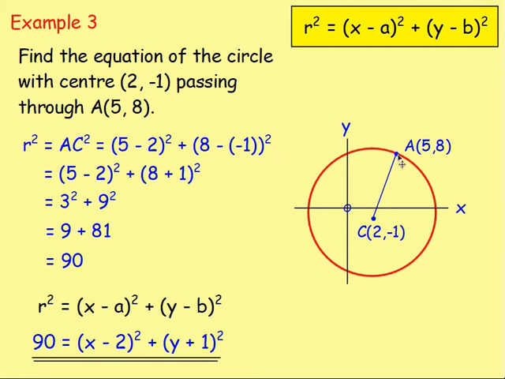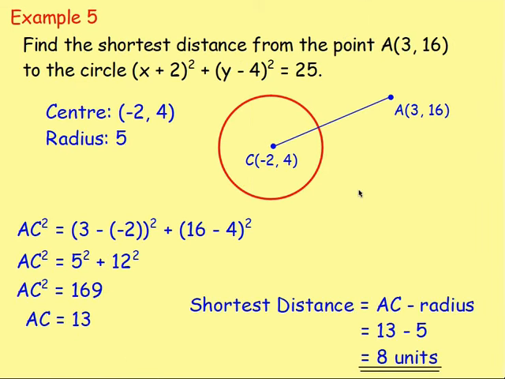You don't have to go as far as to work out r, because it's just r squared that you need for the formula. So leave r squared to be 90, and then you could just put in these values from the centre. So x take away 2 all squared plus y take away negative 1, which would be y add 1 all squared, and that would equal 90.